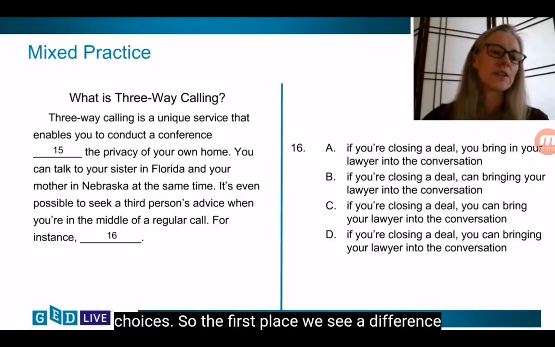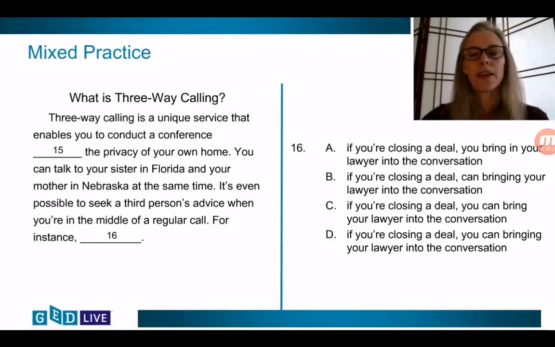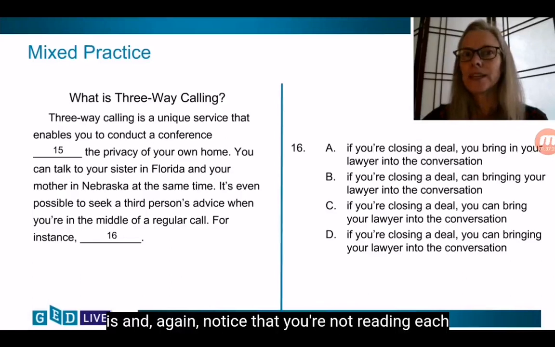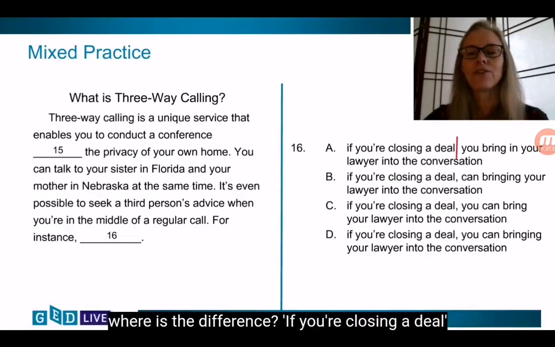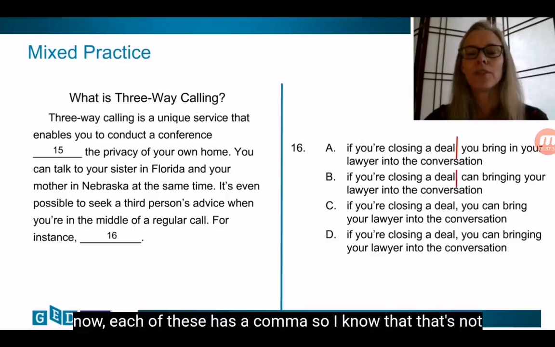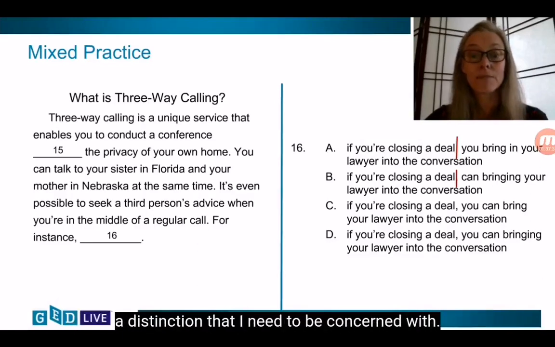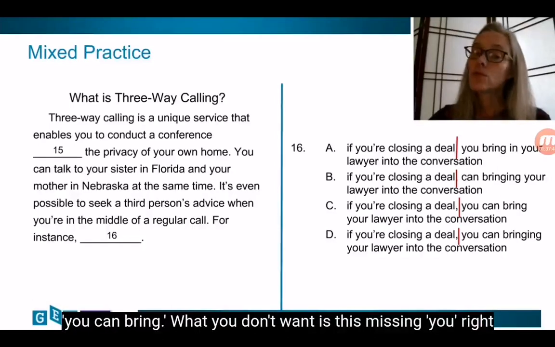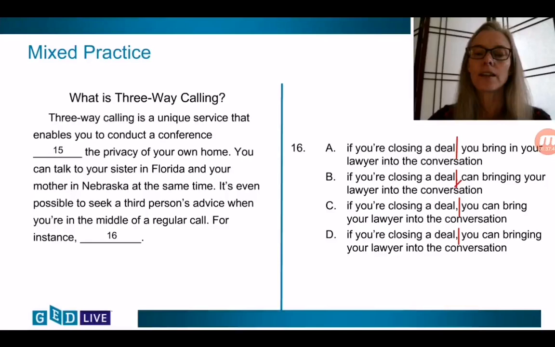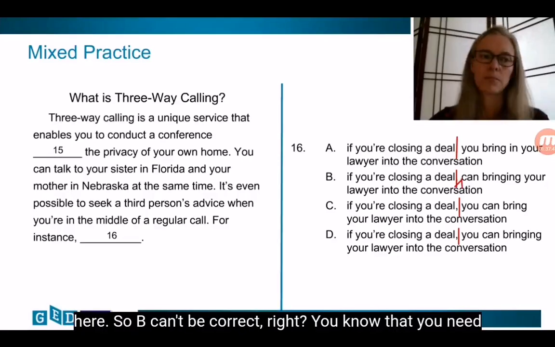So first place we see a difference is, and again, notice that you're not reading each choice in to see if it makes sense. You're just saying, okay, where is the difference? If you're closing a deal. Now, each of these has a comma, so I know that that's not a distinction that I need to be concerned with. If you're closing a deal, you can bring. Either you bring or you can bring. What you don't want is this missing you right here. So B can't be correct, right?